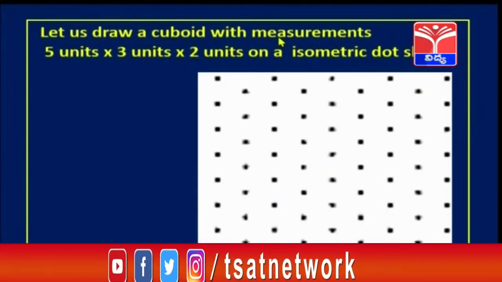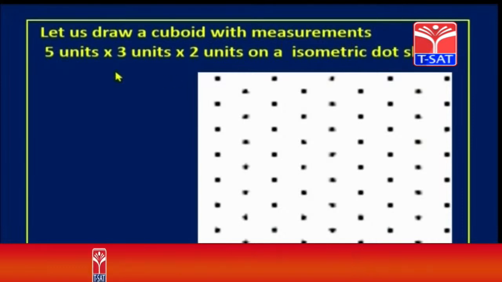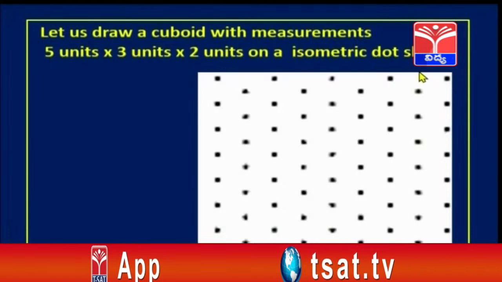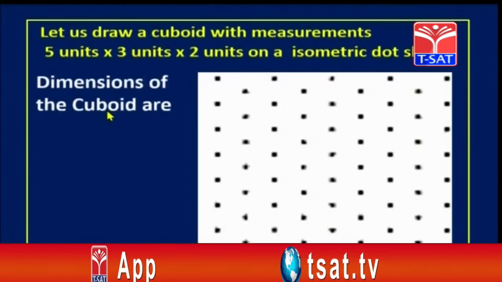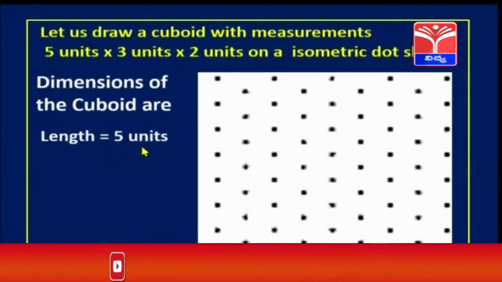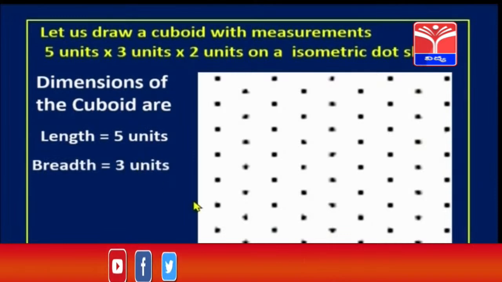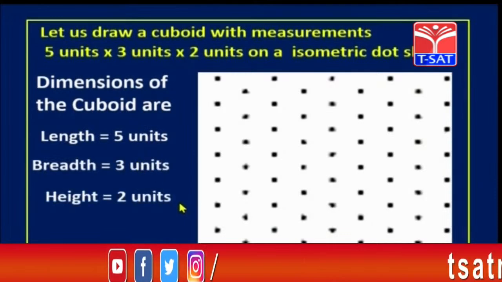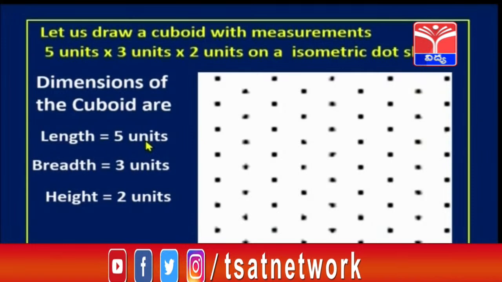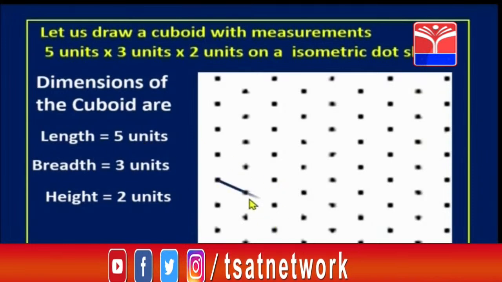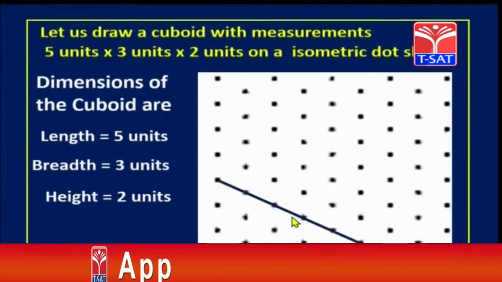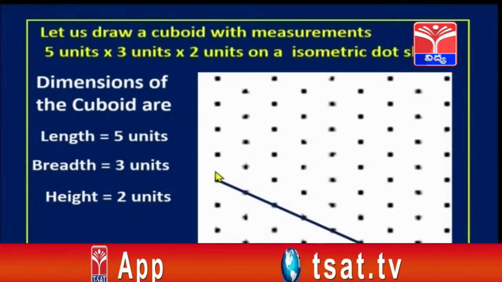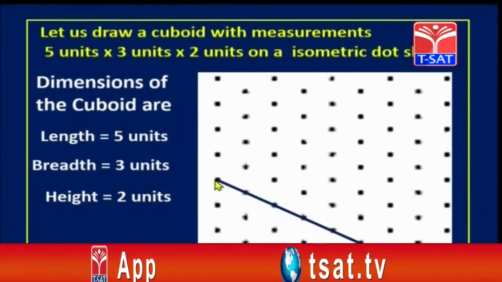Children, let us draw a cuboid with measurements 5 units into 3 units into 2 units on an isometric dot sheet. Children, dimensions of the cuboid are length 5 units, breadth 3 units, height 2 units. Now what do you have to do, children? As length is 5, we have to join 5 points. So starting 1, 2, 3, 4, 5. Including the starting point, you have to take 6 points, children.